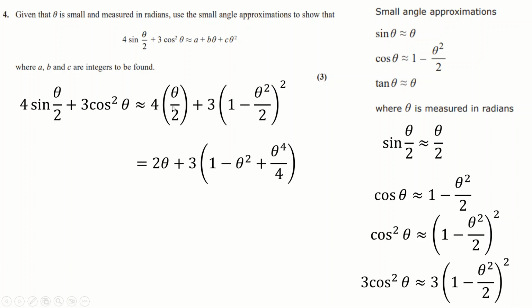And there's the 3 out here. This was 2 theta, like I said. You can expand out the 3 here. Now this term doesn't really matter because when theta is very small, powers above squares don't really matter anymore. So we can just ignore this and we end up with that, which I think is exactly what they wanted us to have with the values that I've got there.